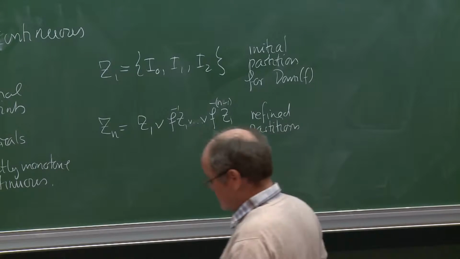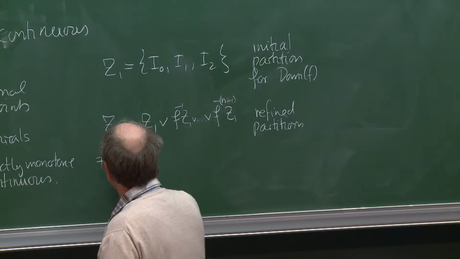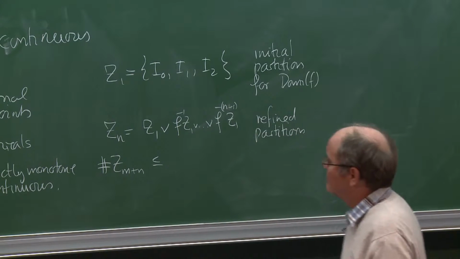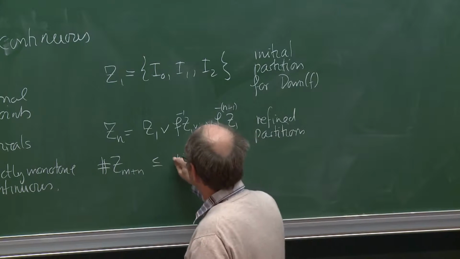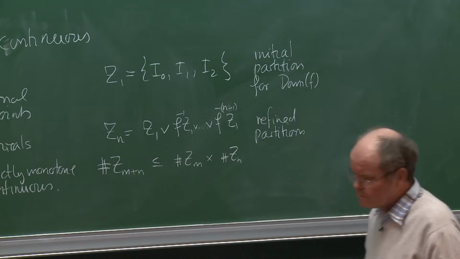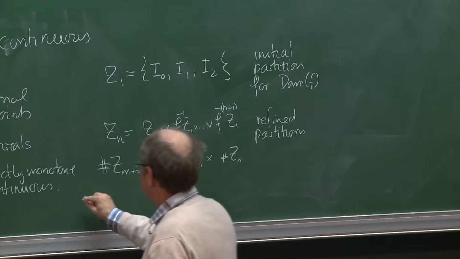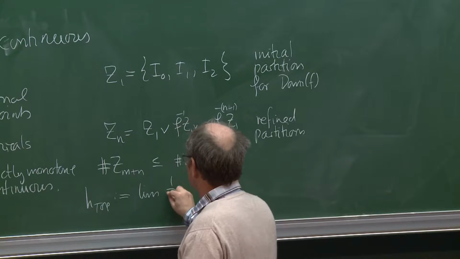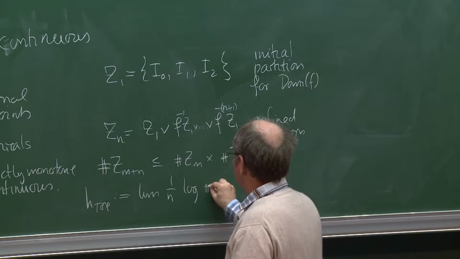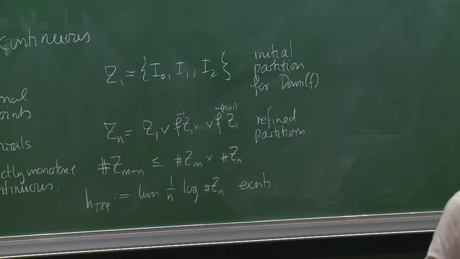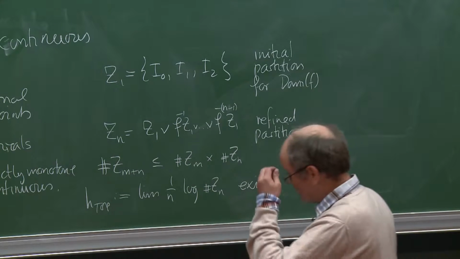And it's very easy to see that if you take the number in the m plus n refinement, then it's not bigger than the number in Zm times the number in Zn. So it means that if you take log, it's subadditive. So the topological entropy, which we may define as the limit of 1 over n log of the number in Zn, exists. So this is one of the first things that dynamicists would consider studying in this context.